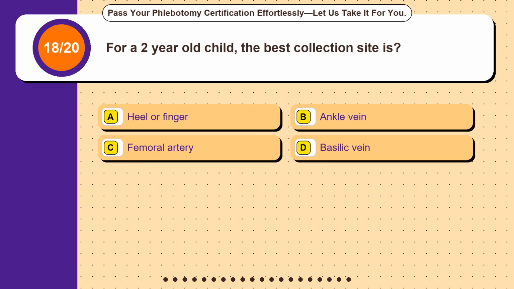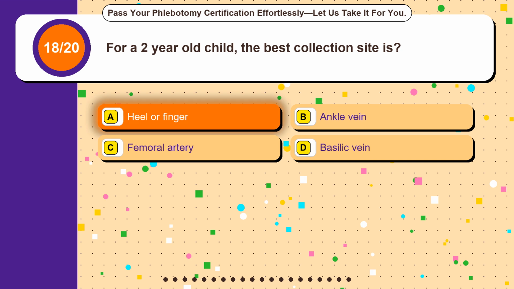Question 18. For a 2-year-old child, the best collection site is Option A, heel or finger. Option B, ankle vein. Option C, femoral artery. Option D, basilic vein. The correct answer is Option A, heel or finger.